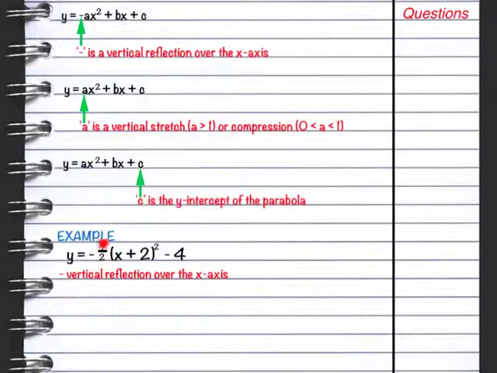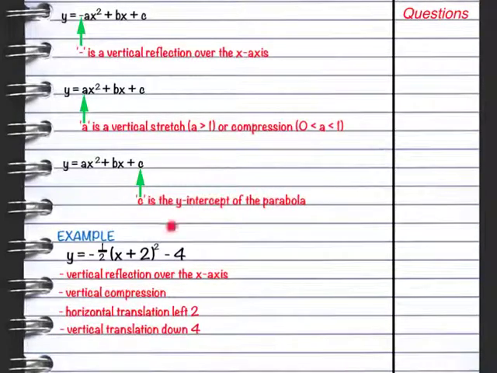Now the 1/2 is going to tell me whether it's a stretch or compression. And because it's less than 1 but greater than 0, that's going to be a vertical compression. My parabola will be wider. And then my h, it's going to be a horizontal translation left. Remember, it's x minus h. So when I have a negative h value, that double negative will be a left 2. And then my k value tells me that it's a vertical translation down 4 since it's minus 4.